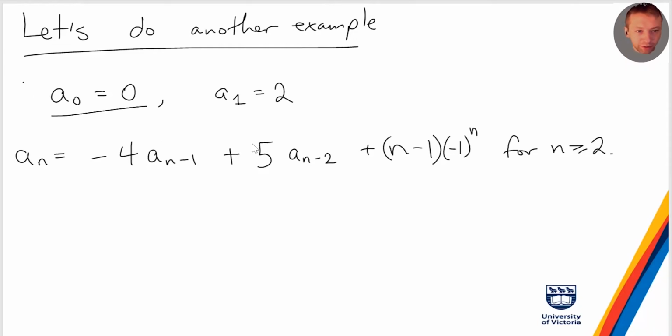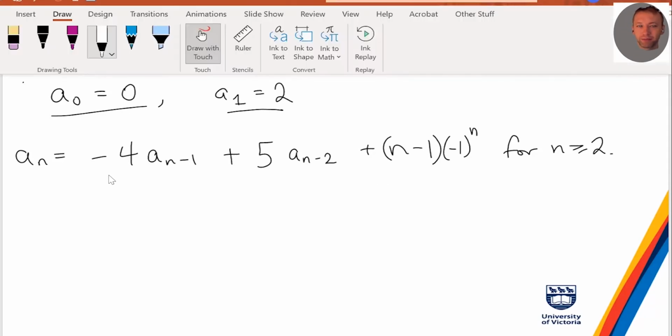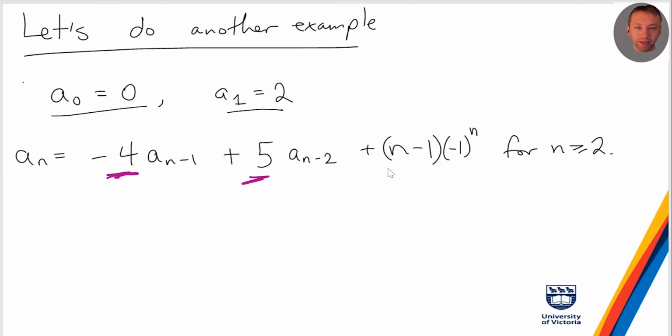So suppose a0 is 0, a1 is 2, and an is negative 4 an minus 1 plus 5 an minus 2 plus n minus 1 times negative 1 to the n for all n at least 2. Okay, most of this is similar to what we had before: some constant times an minus 1, something times an minus 2. This is perhaps a little more complicated of a function than what we had before. So anyway, it's just another example.